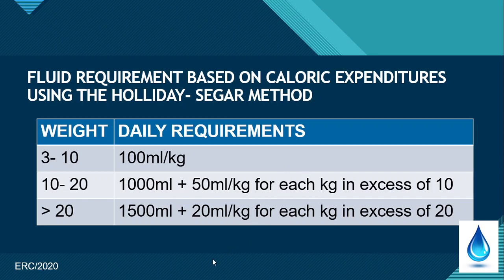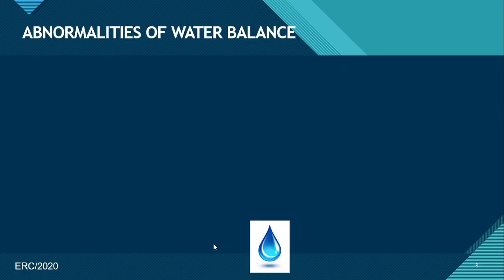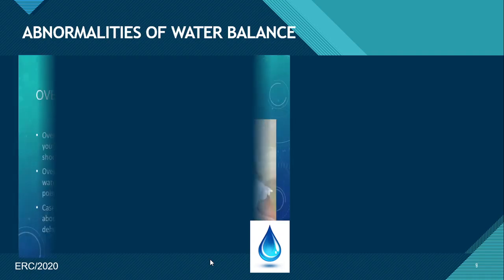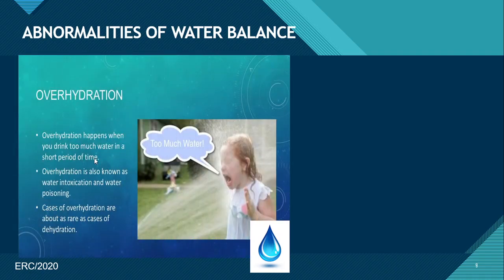Okay, so let's move on to the abnormalities of water balance. There are two major abnormalities of water balance. Number 1 is overhydration or water intoxication, and number 2 is dehydration. Let's talk about overhydration. Overhydration happens when you drink too much water in a short period of time. It is also known as water intoxication or water poisoning. Cases of overhydration are about as rare as cases of dehydration.